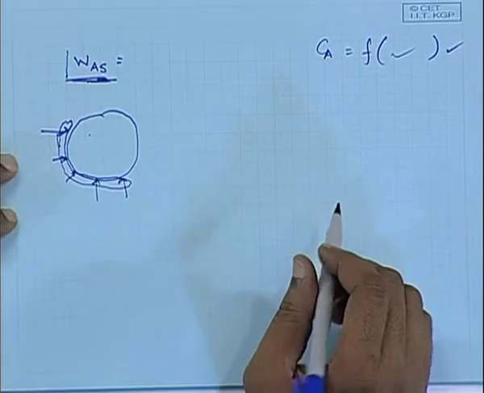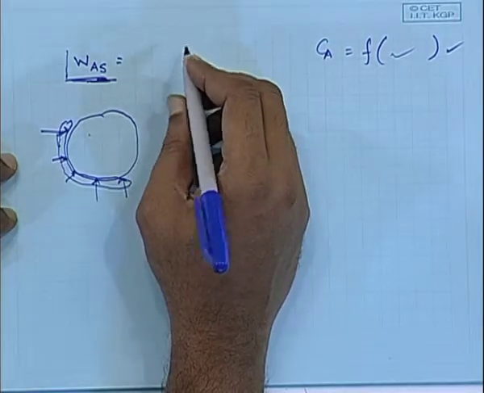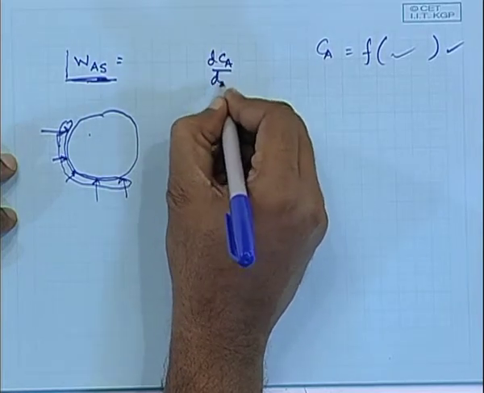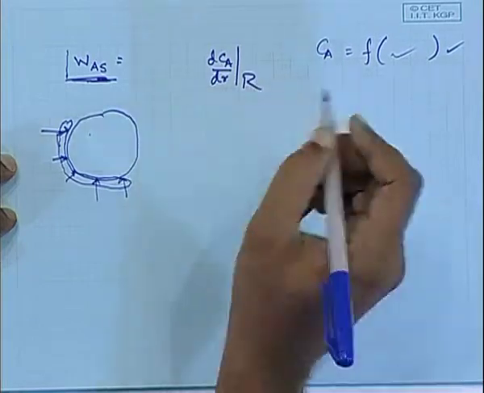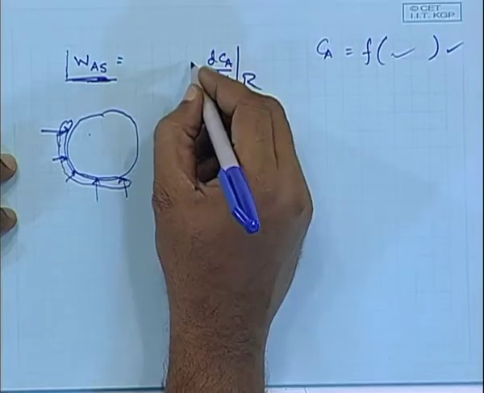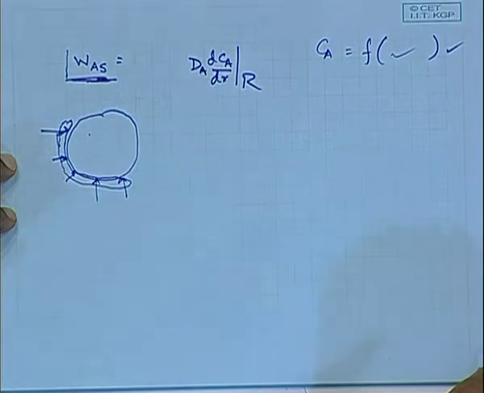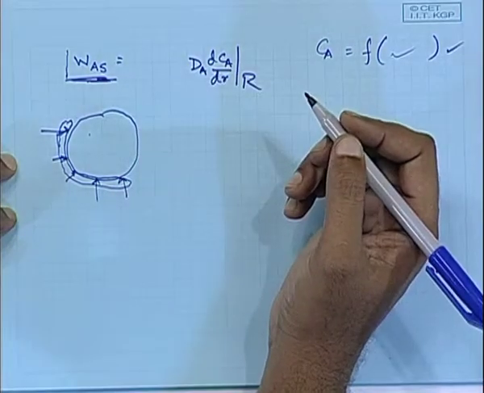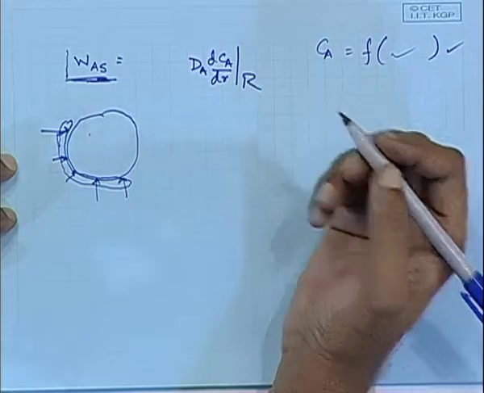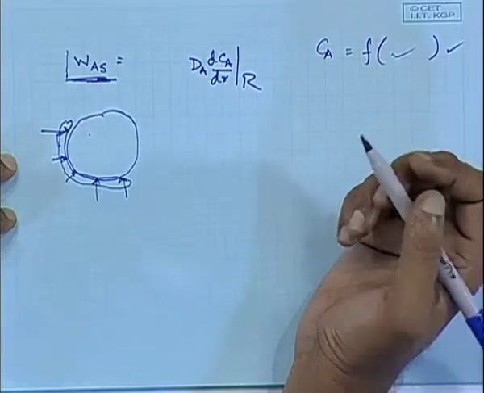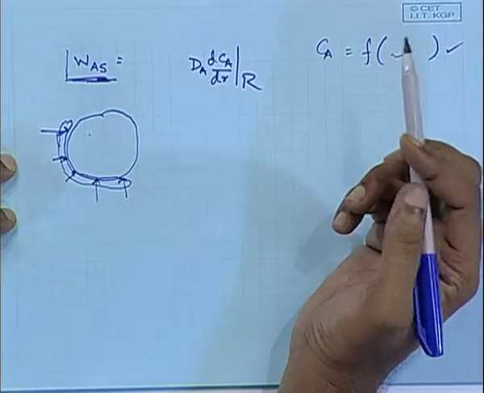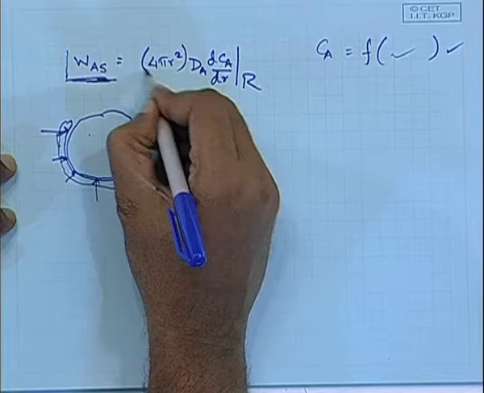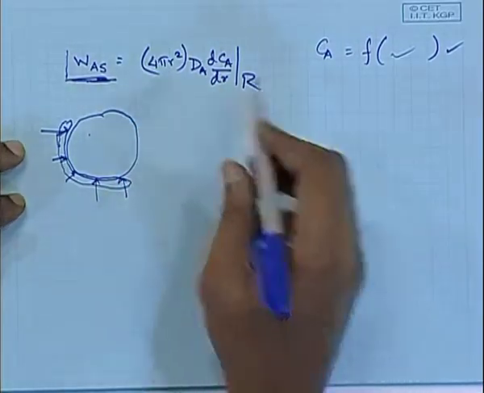One more time: dCA by dr, with r equal to capital R, into dA. Is it going to be small a? Should I bring small a or something else? Pi r square or something else? 4 pi r square. Okay. Let's see if this is right or not.